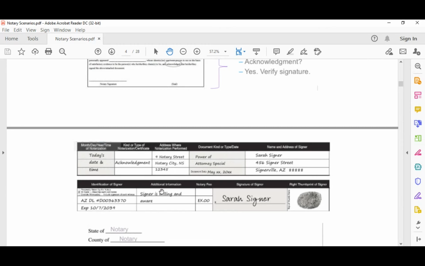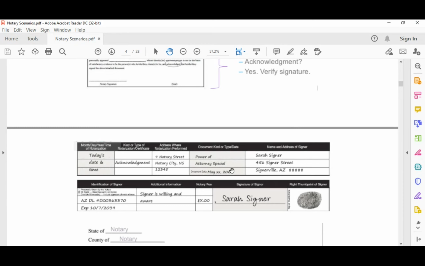You're going to also be recording the signer's address. And it's not just going to be the address from their ID. You want to make sure you ask them if that ID has the current address. In the wording of the scenario at the top, it did say that the address listed on her identification was current and correct, so you can go ahead and record that.